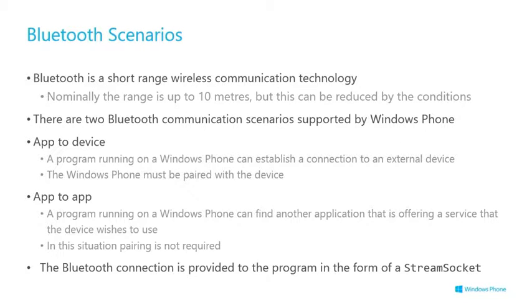Anyway, when you've got a Bluetooth connection, you get this object called a stream socket, and that's the object you use to send and receive stuff on.